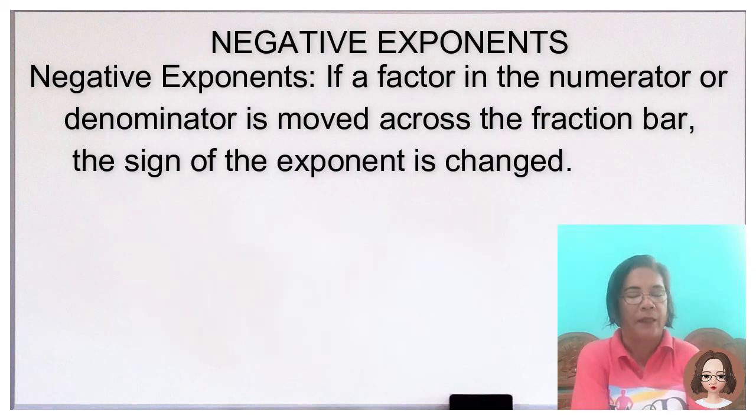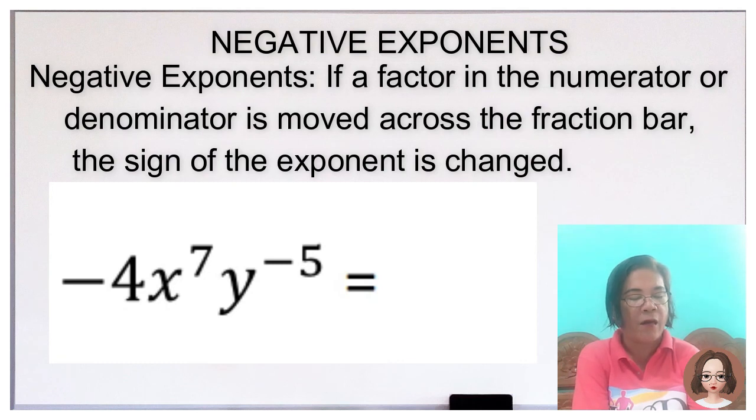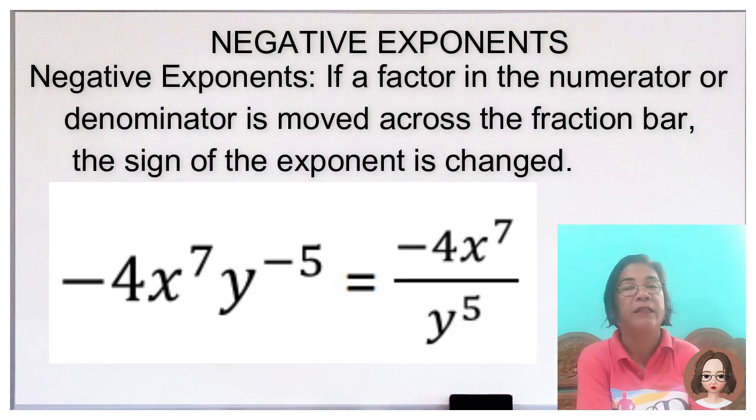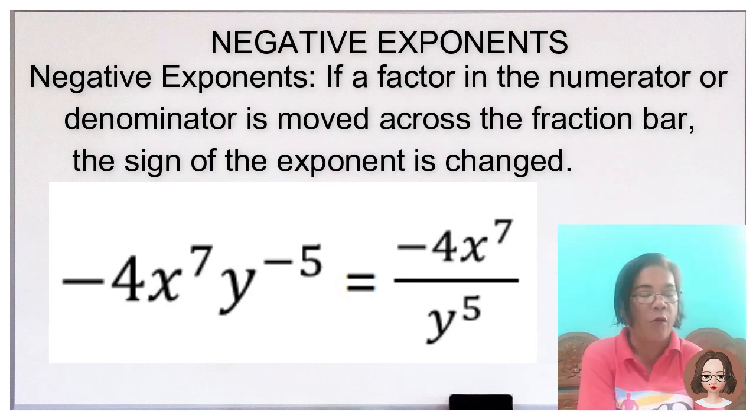The last example is negative 4x to the 7, y to the negative 5. We now have an answer of, we retain negative 4x to the 7, while with the negative exponent y raised to the negative 5th, it turned out to be the denominator, that is y to the 5th. So the final answer is negative 4x to the 7 all over y to the 5th.